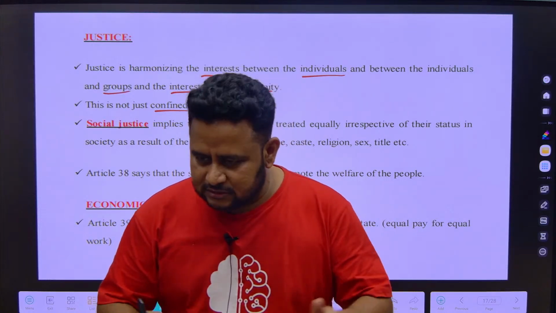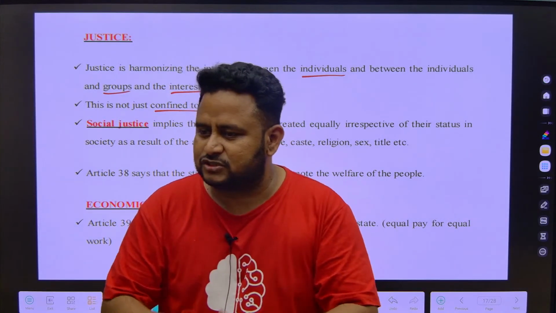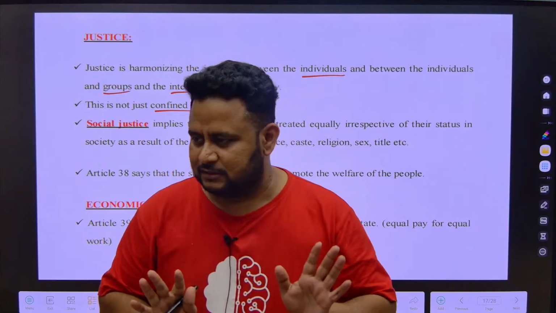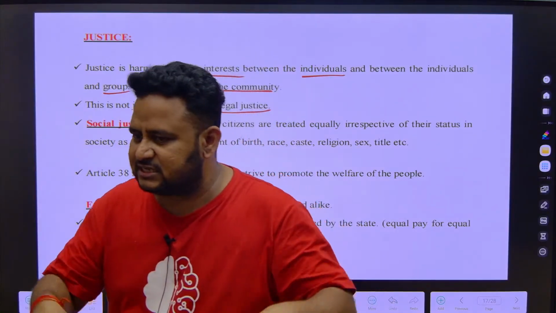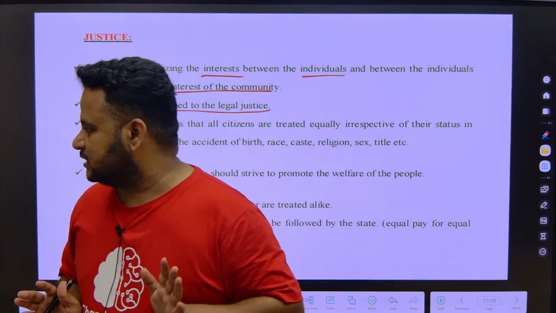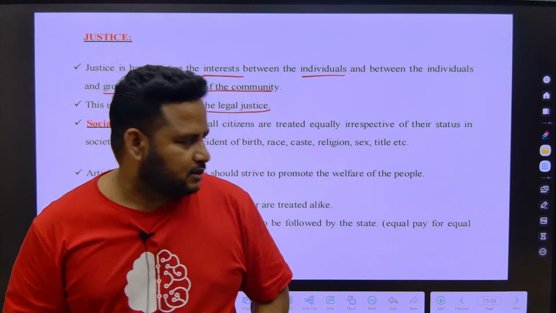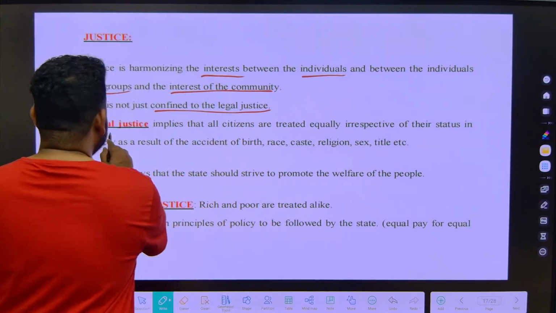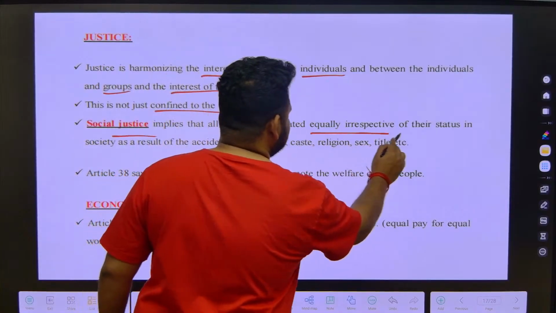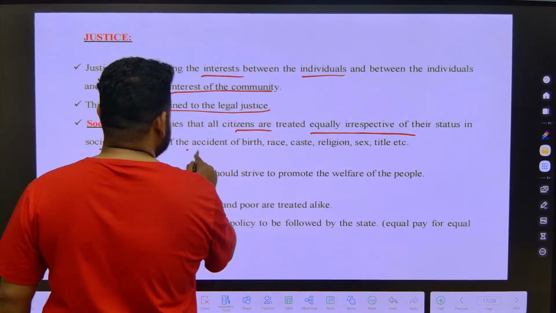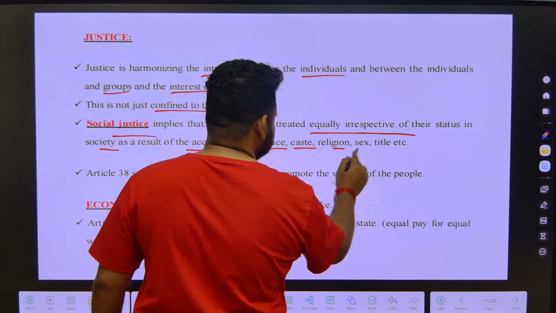Harmonizing means some negotiation should happen so that there is compromise between people, so that the interest of all society is ensured. Understood? That is the meaning of justice. Now, social justice implies that all citizens are treated equally irrespective of their status in society as a result of accident of birth, race, caste, religion, sex, title.